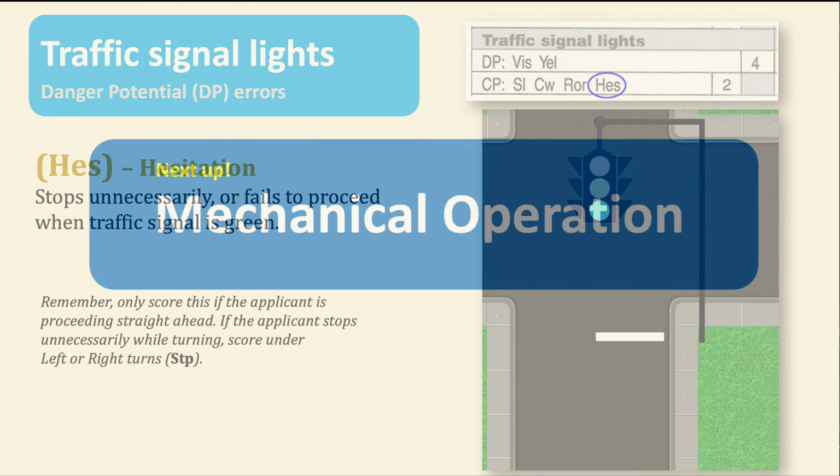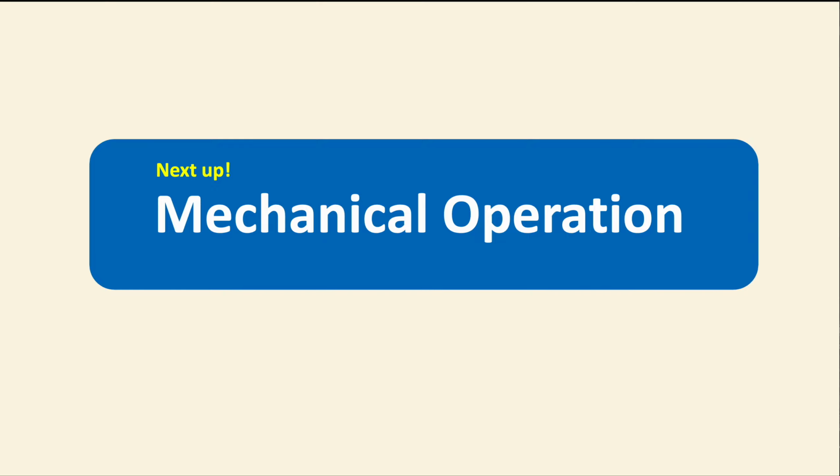Right. And that is it for traffic signal lights. Next up is mechanical operation. We finished the whole left side of the score sheet. We're moving on to the right side. Mechanical operation is next. See you then.